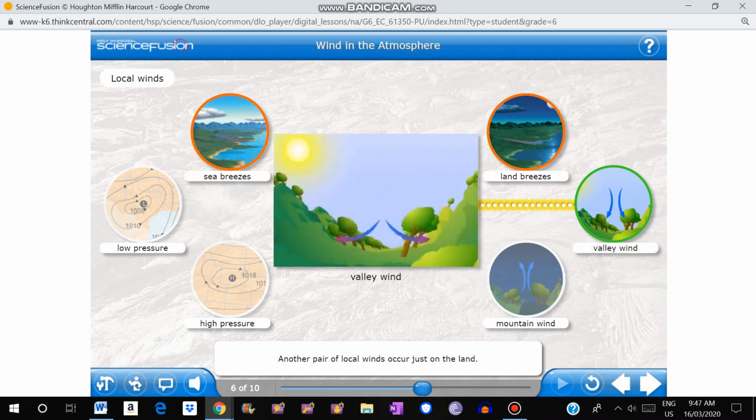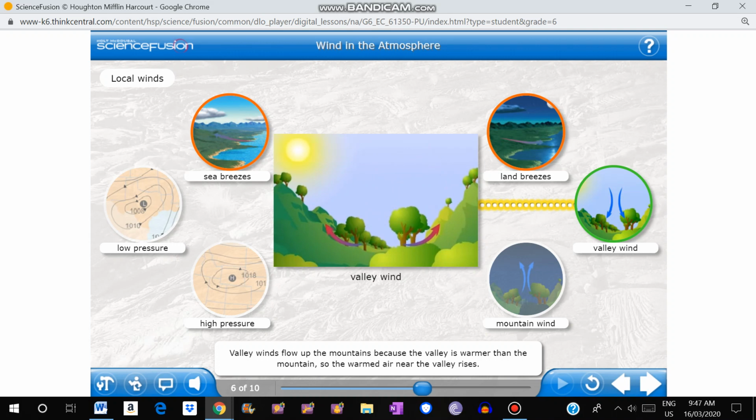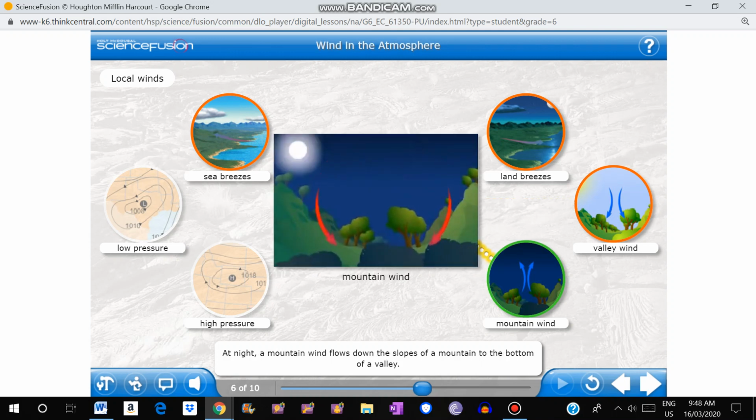Another pair of local winds occur just on the land. A valley wind is a local wind that forms near the base of a mountain during the day. Valley winds flow up the mountains because the valley is warmer than the mountain, so the warmed air near the valley rises. At night, a mountain wind flows down the slopes of a mountain to the bottom of a valley. This happens because the air near the ground cools faster than the air higher up, so the cooling air sinks.